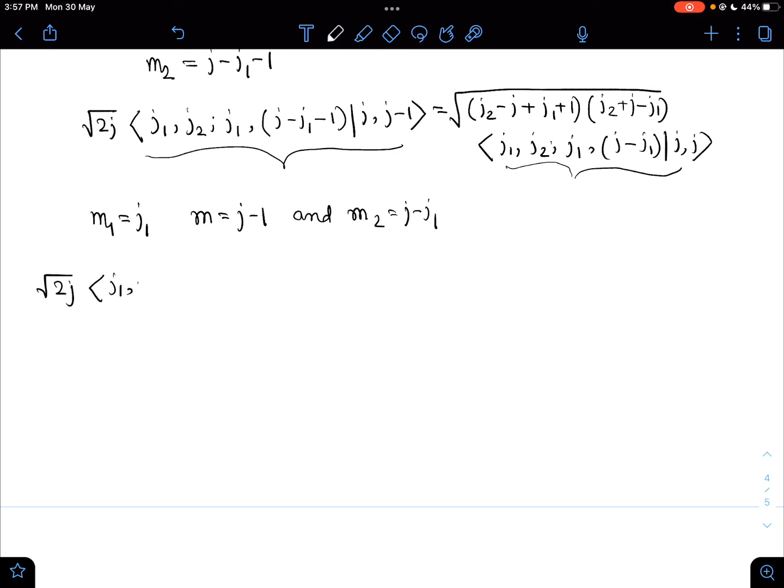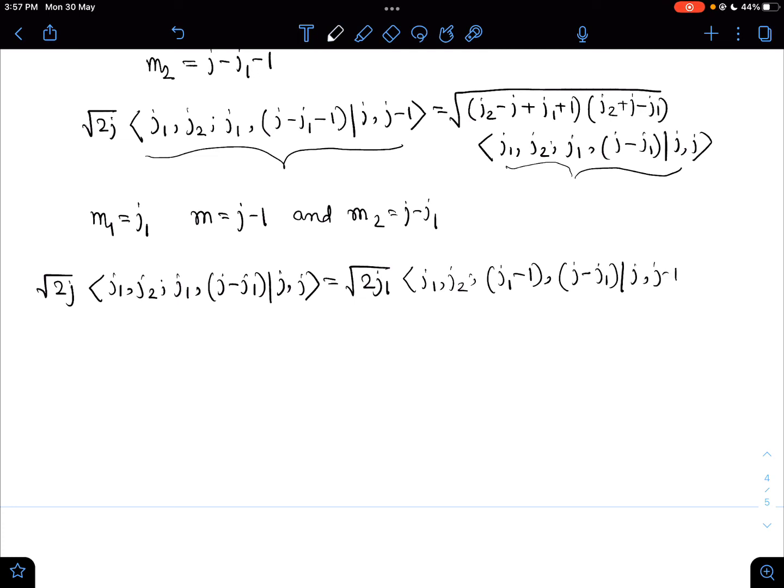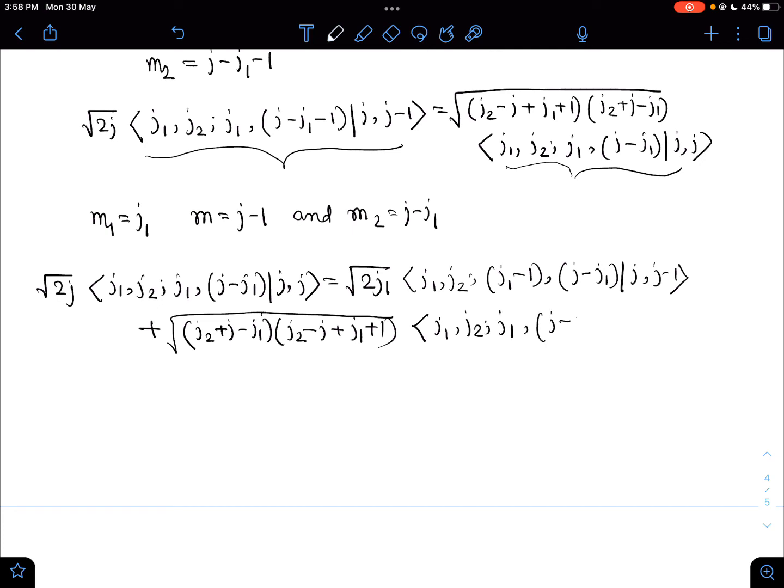Here we have j1, j2, j1, j minus j1, j. Then we will get root under 2j1, j1, j2, j1 minus 1, j minus j1, and we have j minus 1, plus we will have another term which will be root under j2 plus j minus j1 and j2 minus j plus j1 plus 1, all under the root, and we have j1, j2, j1, j minus j1 minus 1, j minus 1.